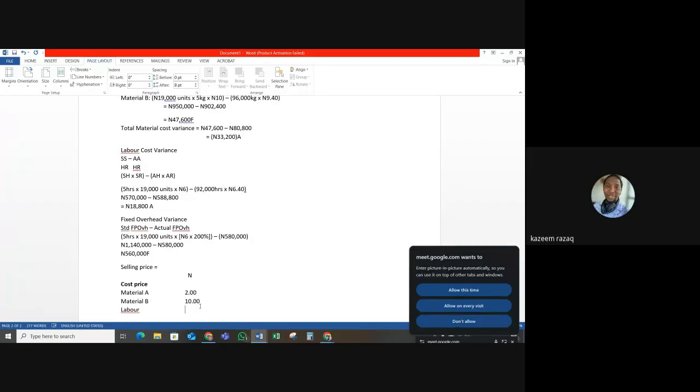Okay, so now this one is per kg, not per unit. How many kg of material will make 1 unit? 10 kg make 1 unit. So we are doing material per unit, because selling price per unit is what we want to calculate, right? Which is 10 kg times 2 naira. That means this one is 20 naira.